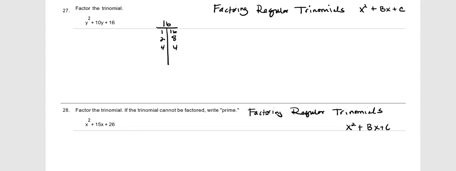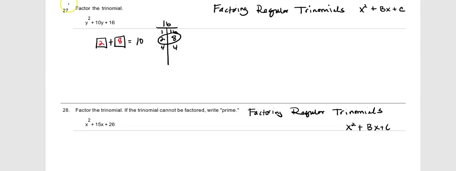And we need to determine what factorization adds to give us our b. And our b is the middle coefficient. In this case, that's a positive 10. So we want to know which of these will add to give us 10. And of course, that's the 2 and the 8.